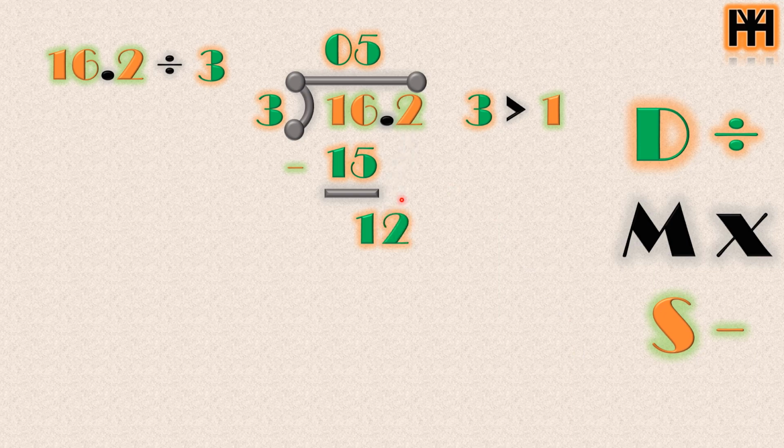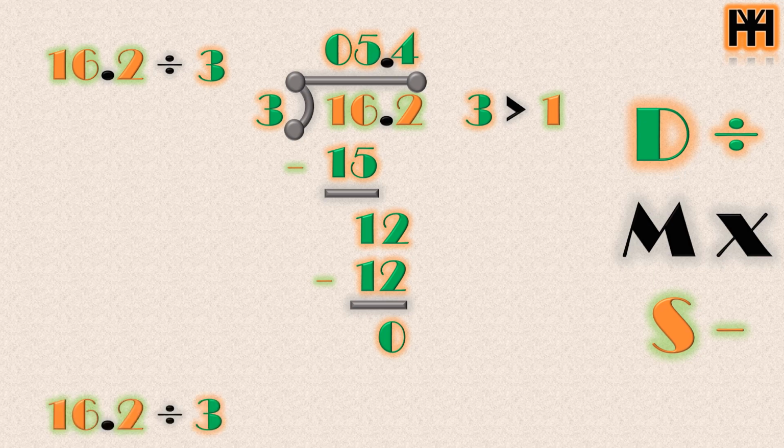So it's 12. Then division, 12 divided 3, or how many 3 is in 12? The answer is 4. Then 4 multiply 3, it's 12. Then subtract them. So now it's 0. Okay, now we're done. Now take this decimal point up there. So it's 0. No, it's 5.4. Okay, so 16.2 divide 3, your answer is 5.4. Okay, to the next one.